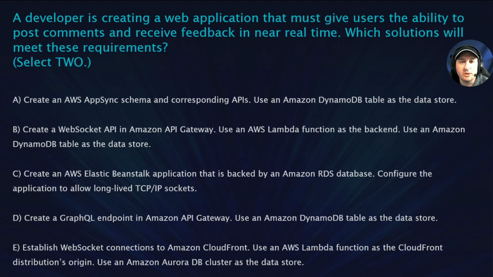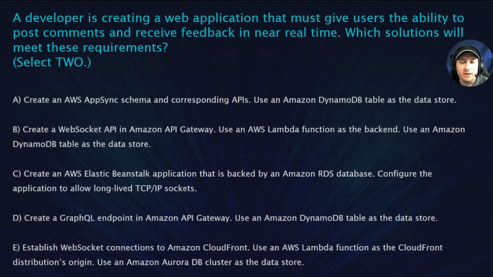We have to choose between two of the options. The first one is to create an AWS AppSync schema and corresponding APIs, and then you would use DynamoDB as the data store. The second option is to create a WebSocket API in Amazon API Gateway and use AWS Lambda as the backend. And then DynamoDB would be the data store as well.